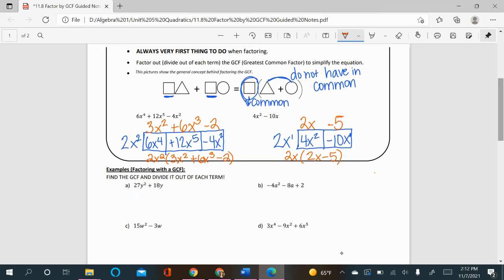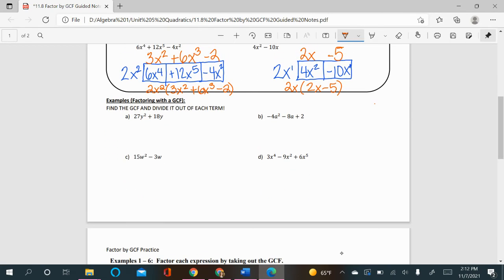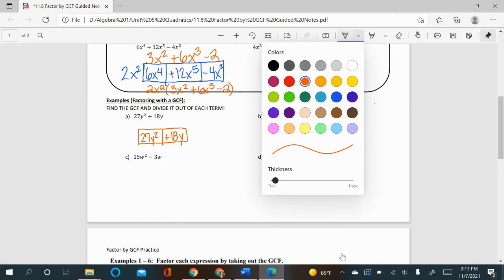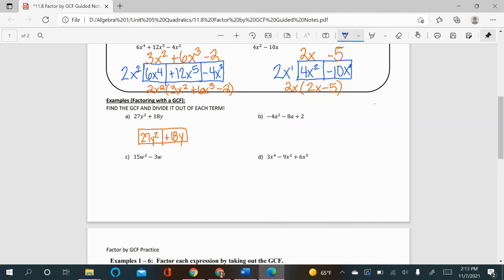All right, let's look at a few more examples. All right, we have 27y squared plus 18y. So the first thing I'm going to look at, what can I divide by 27 and 18? The highest number. Okay, and that will be 9. And then I have y squared and I have y to the first. I'm taking my lowest exponent out here.